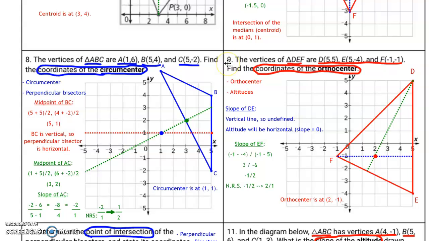For question number 9, it asks for the coordinates of the orthocenter. Orthocenter is, of course, where all the altitudes meet. So I need to find the slopes of two lines, and I need to find their negative reciprocal slopes in order to make perpendicular lines.